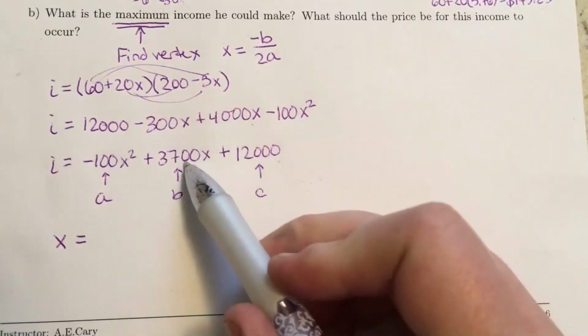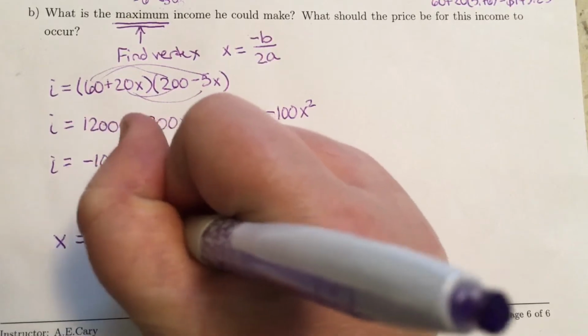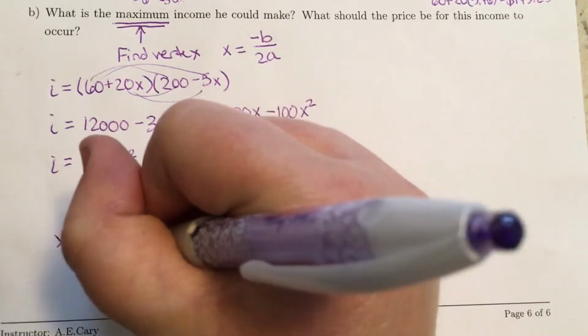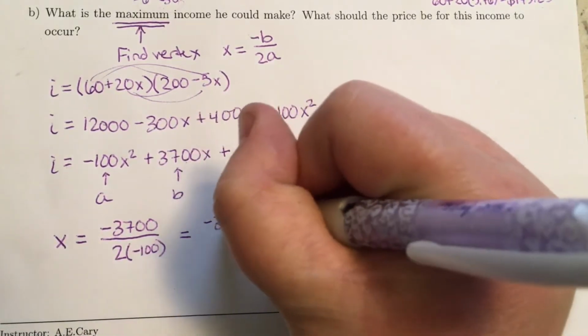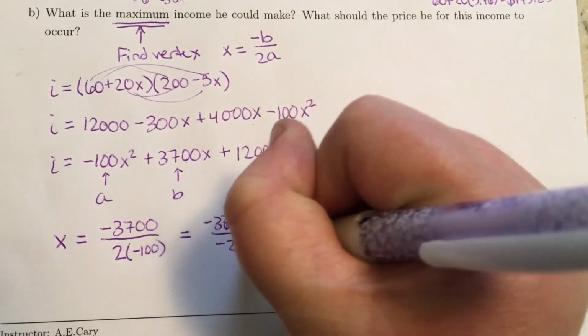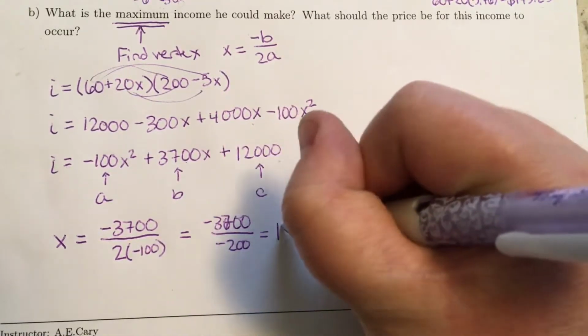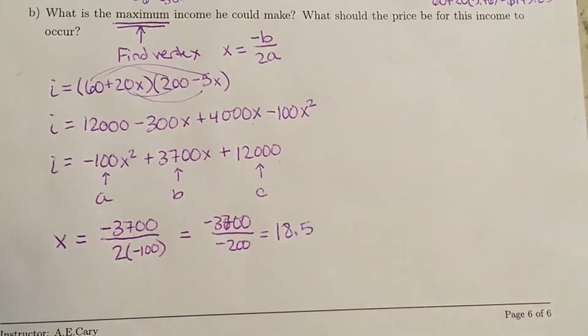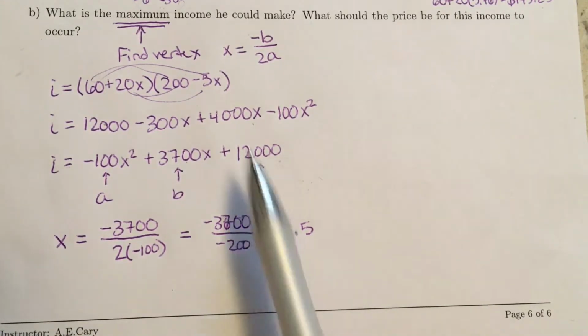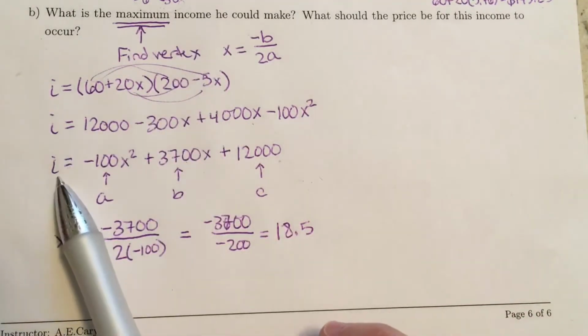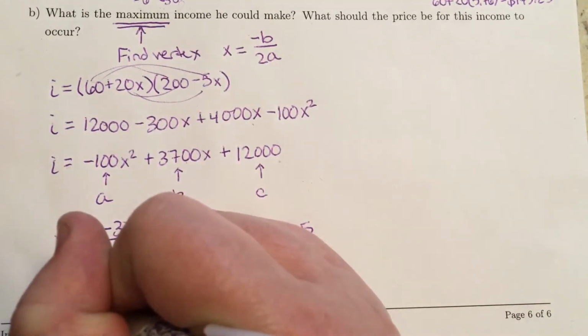I'm just going to use that formula for the vertex. X equals opposite of B, so negative 3,700 over 2 times A, 2 times negative 100. So this is negative 3,700 over negative 200, and then you can put that in the calculator, and you get 18.5. And again, we have to make sure we know 18.5 isn't the price of a painting. It's not the income. It's how many times we're increasing the price by $20. But this asks for the maximum income. That's the I. So let me plug it in for I.